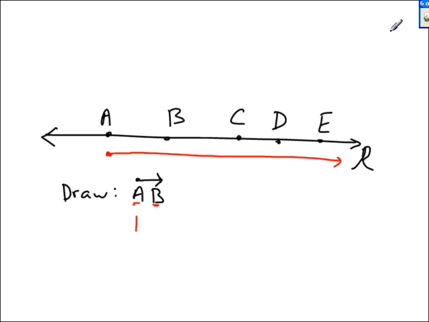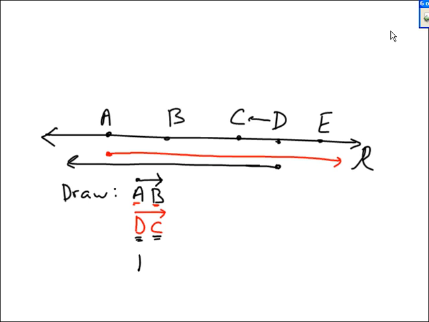If you were asked to draw DC, the ray, that means it starts at D. It starts at D and it goes towards C. C is to the left of D. So you go to the left forever. And that's ray DC.